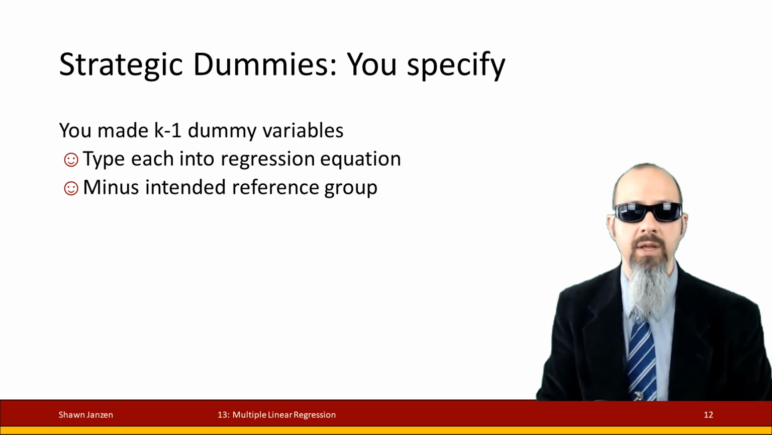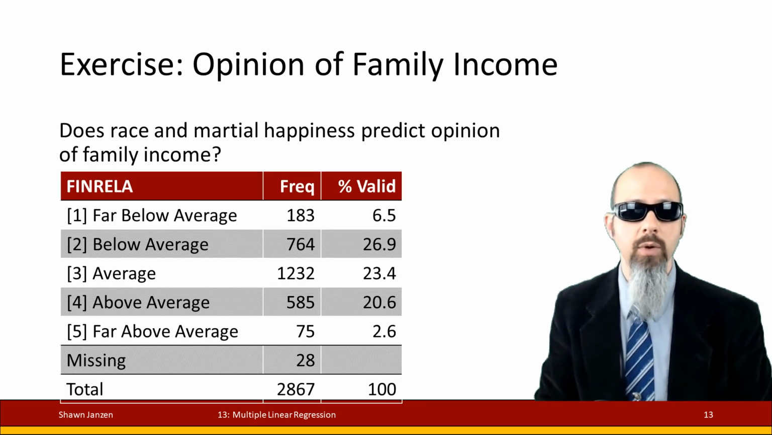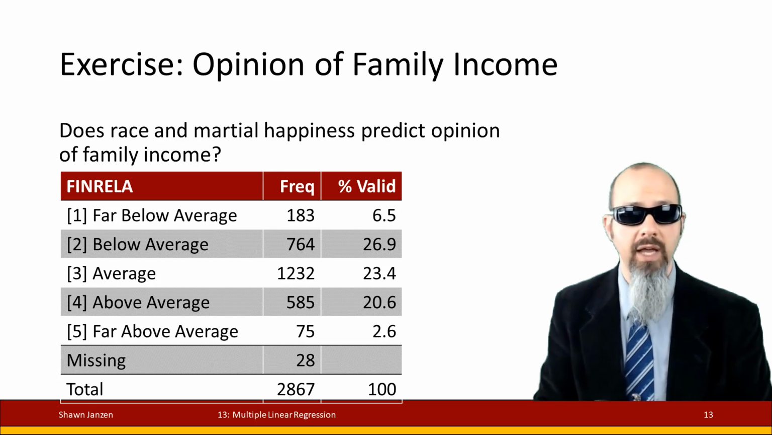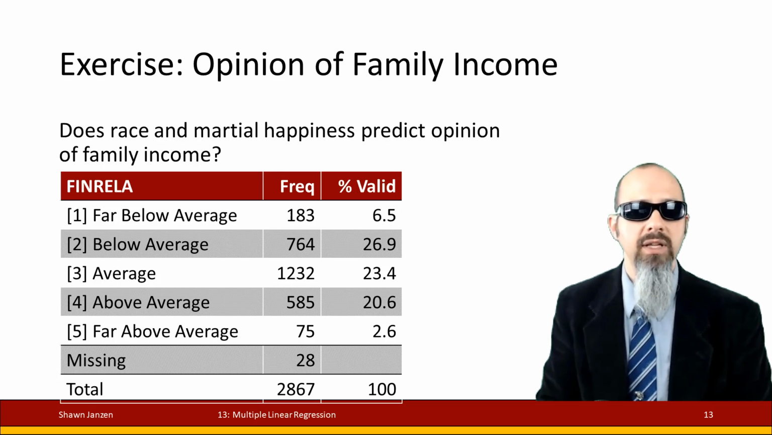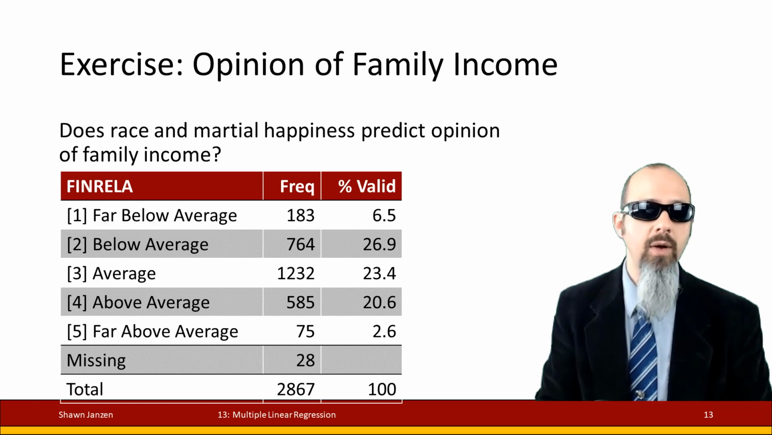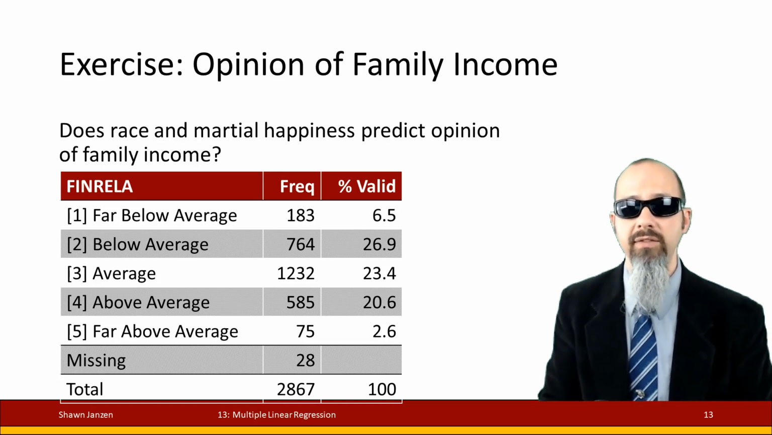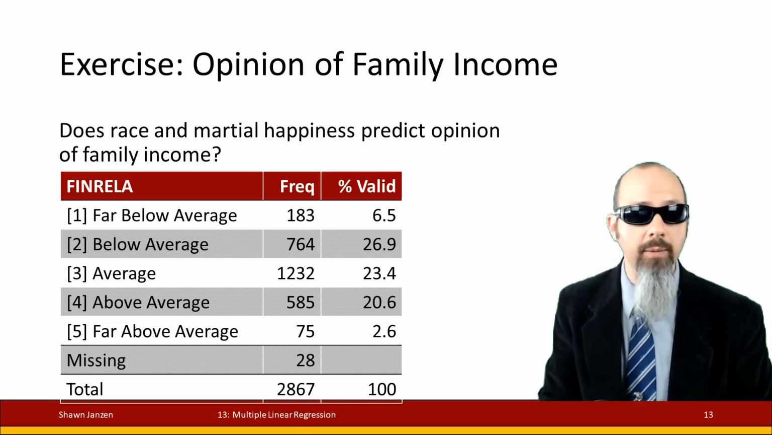So the dependent variable we're going to use here is looking at opinion on your family income, and that's a variable called FINRELA. FINRELA is a 5-category Likert type scale variable in which we're asking someone how they believe their family income is, somewhere from far below average all the way up to far above average, where a high value means you believe you're much better than the average family income.